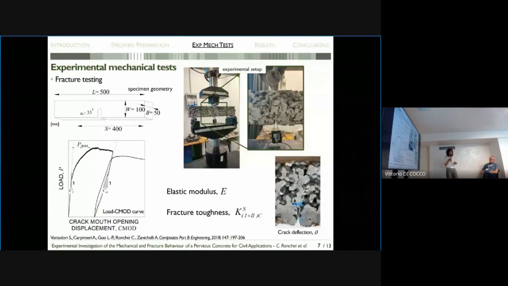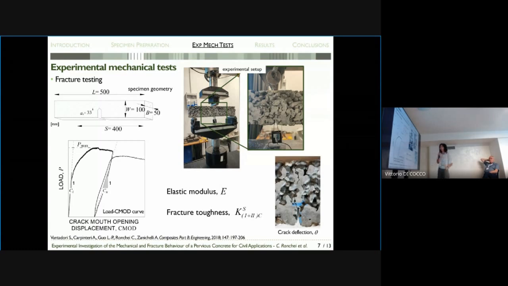to the modified two-parameter model proposed in the past by Vantadori and co-workers. In particular, the 5 tested specimens are prisms with a notch in the lower part of the mid cross-section and with the nominal geometrical sizes reported in this figure. Each test is carried out under crack mouth opening displacement control by employing a clip gauge, and the applied load is measured by means of a press.